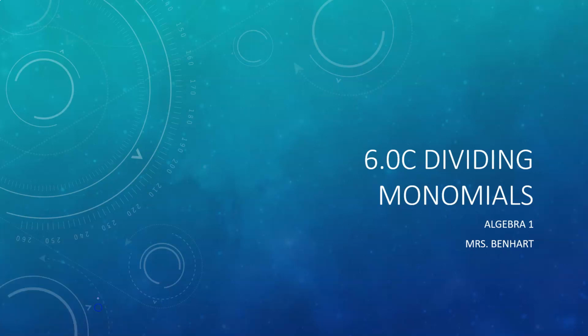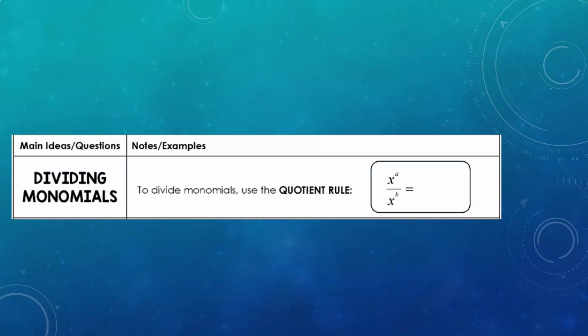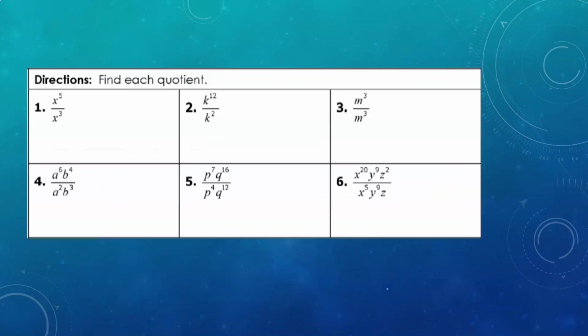All right, today we're going to talk about dividing monomials. So the rule for dividing monomials, use the quotient rule. So x to the a divided by x to the b is the same thing as x to the a minus b. So you're going to subtract the exponent. All right, we'll start out simple.